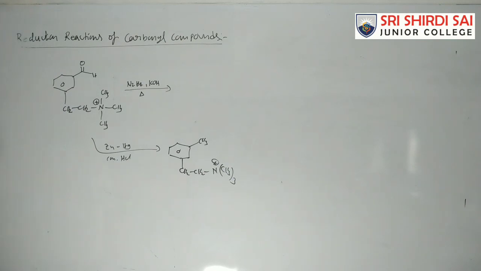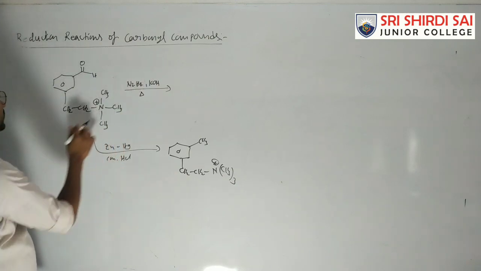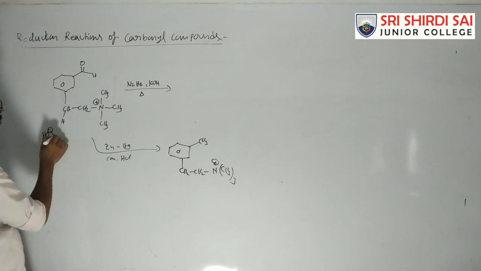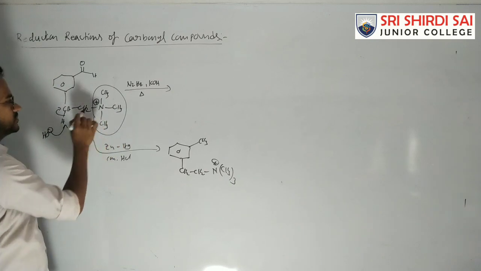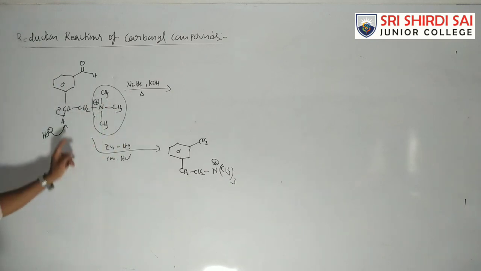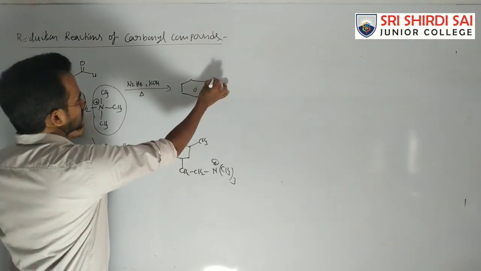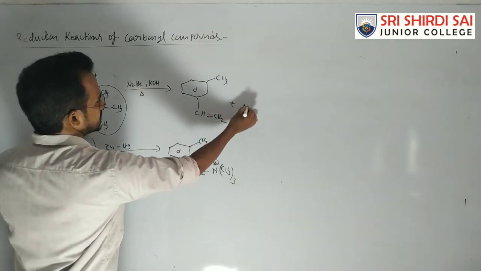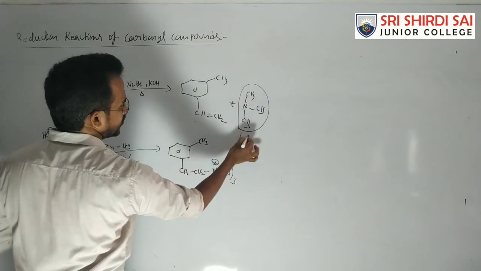Now in the case of Wolff-Kishner reduction, the base OH minus removes the proton from this carbon, and then N(CH3)3 leaves, with the hydrogen. So there is formation of a double bond. It is converted to CH3-CH=CH2 plus N(CH3)3. That means it is a leaving group.